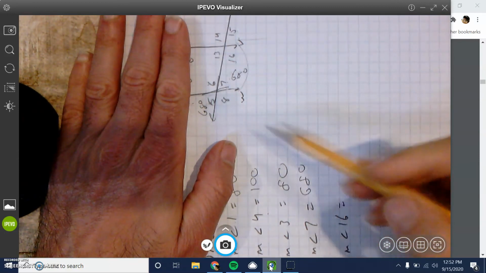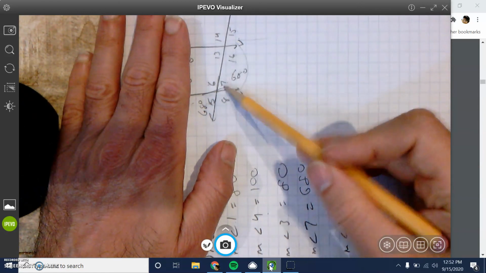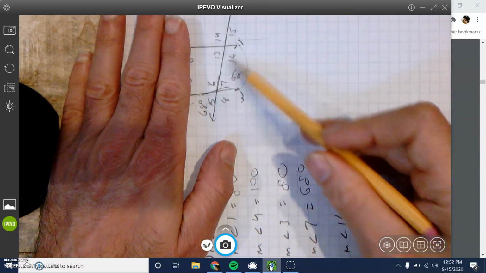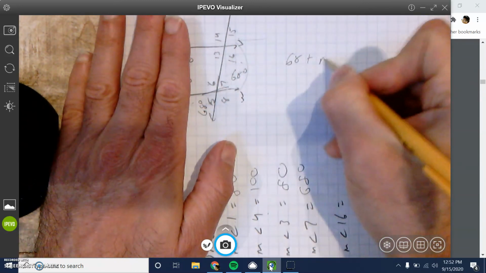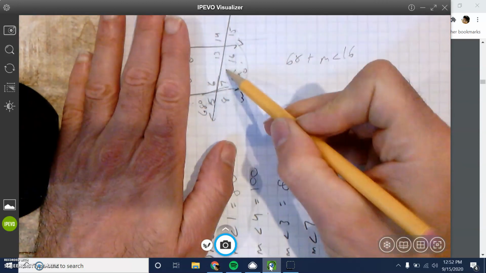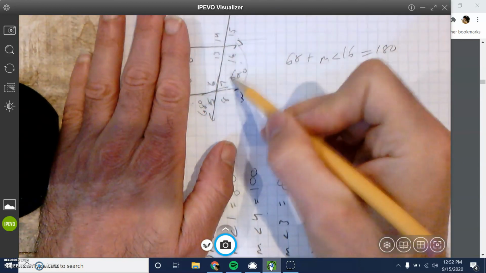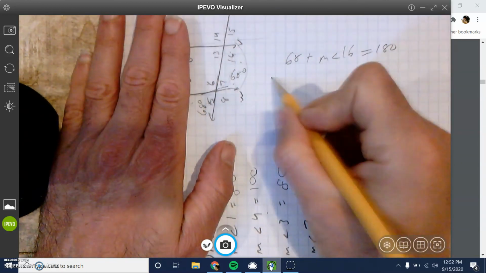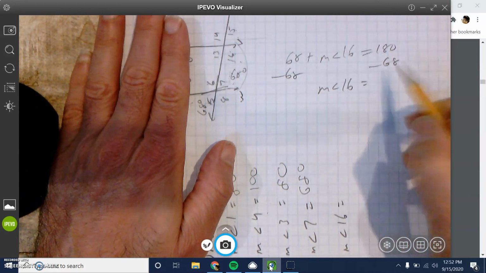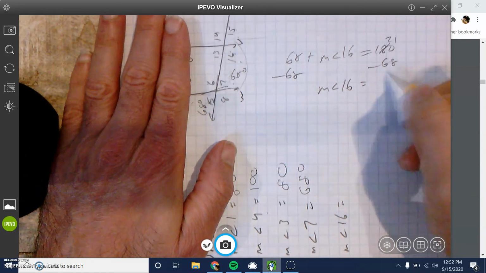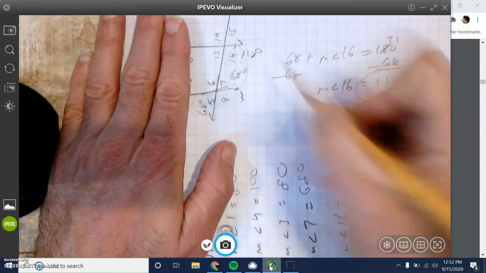So angle 16, what's that going to be? What's that relationship? Yeah, that's consecutive interior, right? So that would be 68 plus the measure of angle 16 is what I want. That's going to be 180, supplementary, because consecutive interior angles are supplementary, right? So subtract 68. So the measure of angle 16 is 112 degrees.